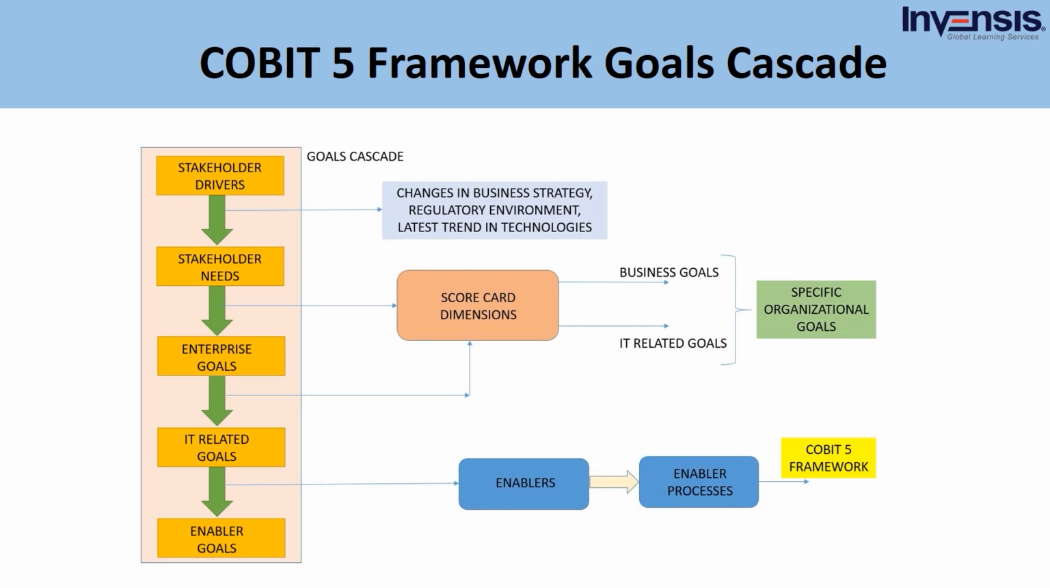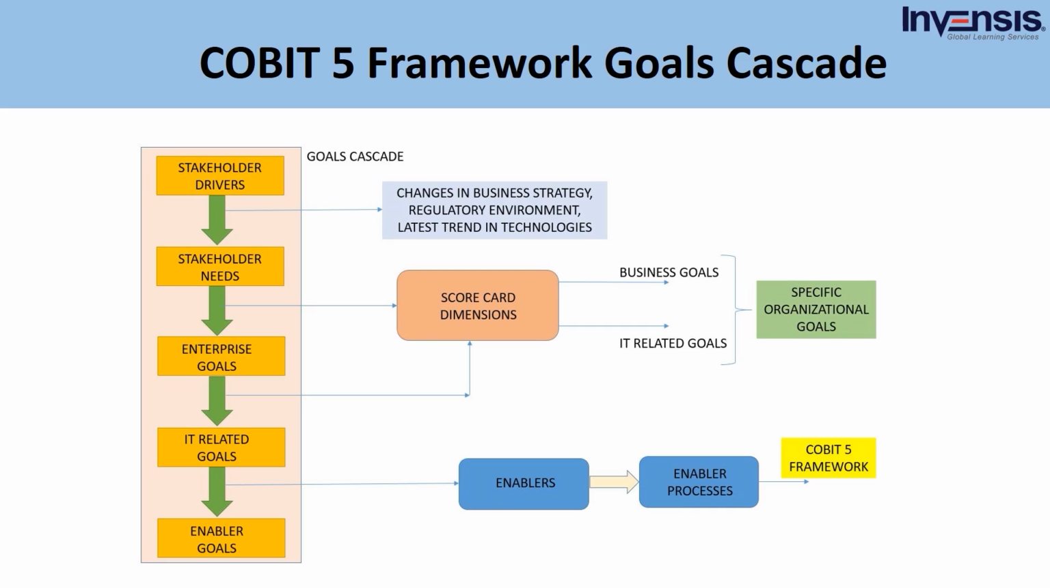The COBIT 5 goals cascade is the procedure used to translate stakeholder needs into enabler goals, customized enterprise goals, and IT-related goals. This alignment of needs to goals is an essential step towards achieving enterprises' needs, and with the right IT solutions and services, these can be applied at different levels.